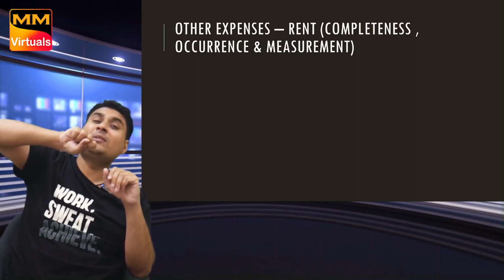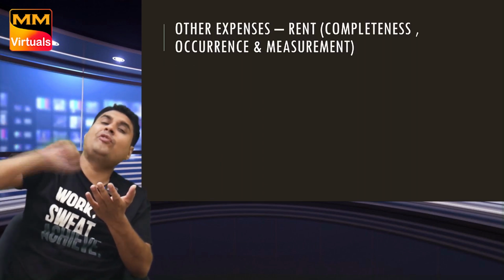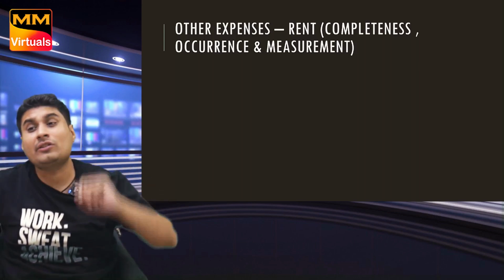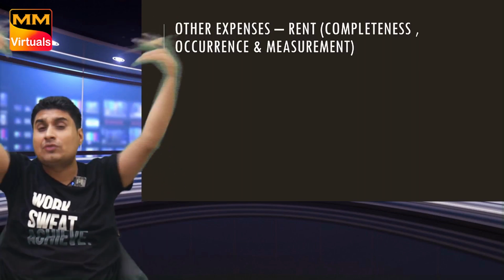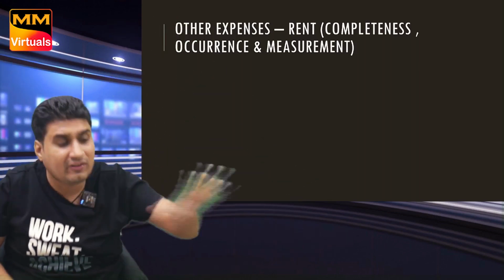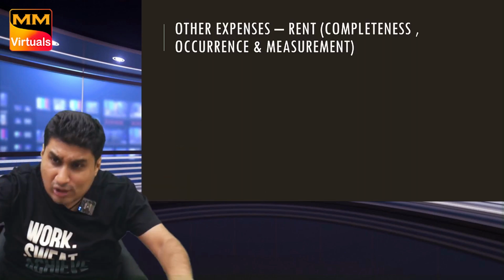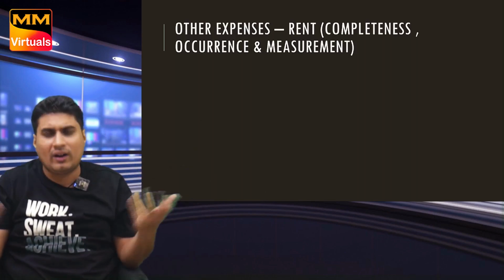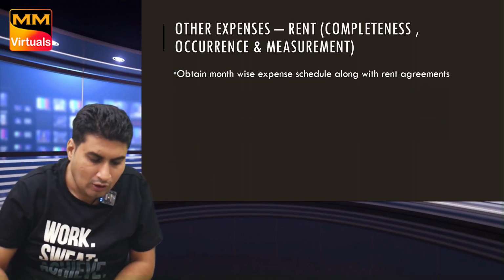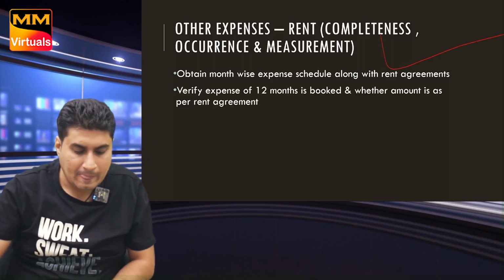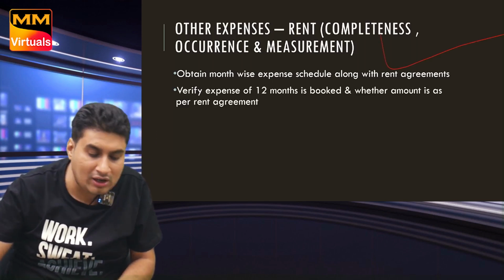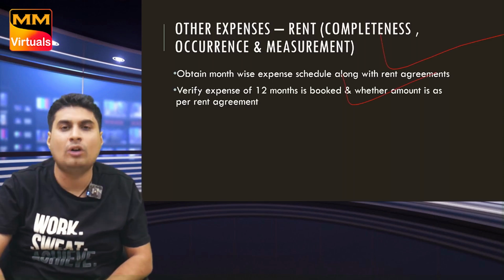So take the rent agreement. Okay. See, rent is paid for all 12 months. If there is an escalation clause, say a 10% rate increase from July, see whether the effect of that is given or not. See, rent is paid for all 12 months as per the agreement or not. Over. Obtain month-wise rent. Verify the expense of all 12 months is booked properly or not.